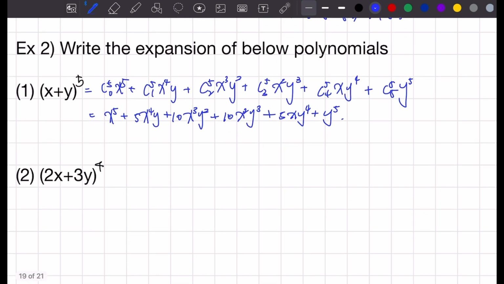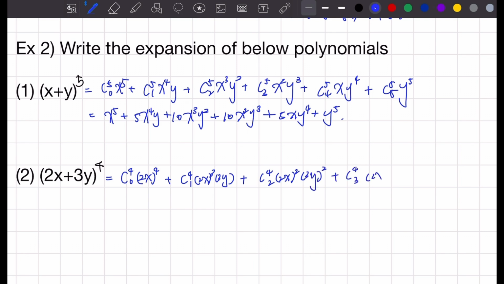Now let's see the second one. This is 2x plus 3y to the 4th power. It must look like 4 choose 0 times 2x to the 4th power plus 4 choose 1 times 2x cubed times 3y plus 4 choose 2 times 2x squared times 3y squared plus 4 choose 3 times 2x times 3y cubed plus 4 choose 4 times 3y to the 4th power.